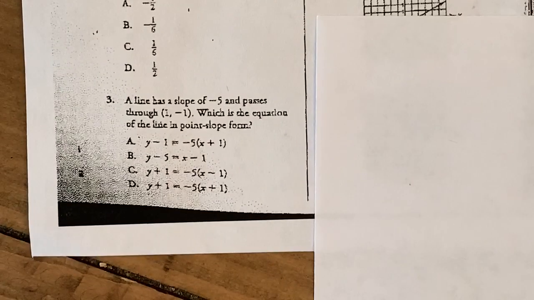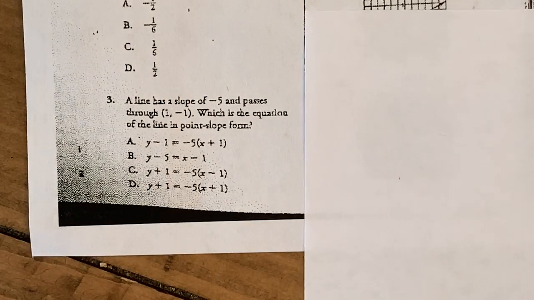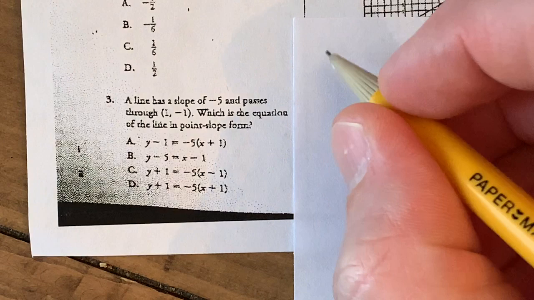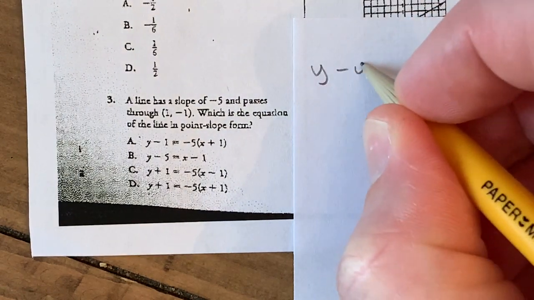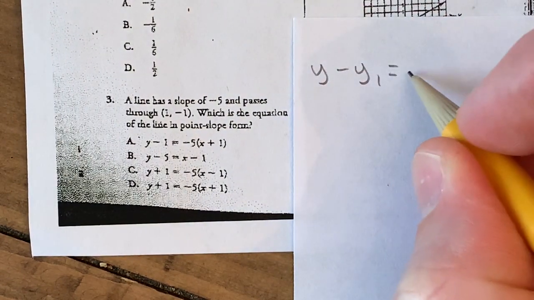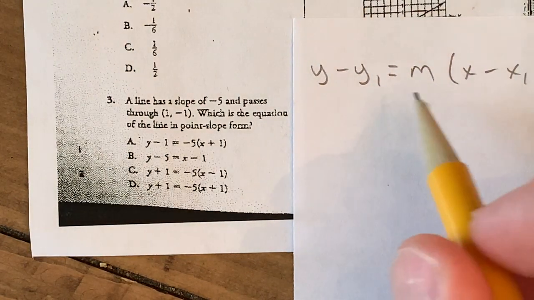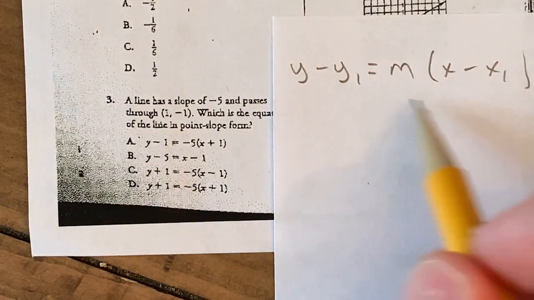Number 3, a line has a slope of -5 and passes through (1, -1). What is the equation of the line in point slope form? So this is brand new. We've never done point slope. So let me give you that equation real quick. Point slope is y minus y1 equals m times x minus x1. So this is a formula we haven't learned yet, but let me talk about it.